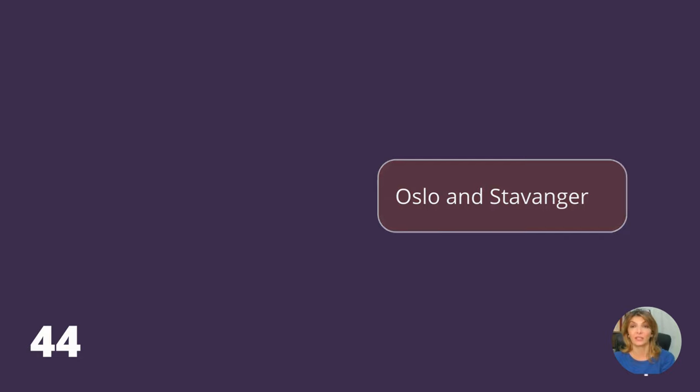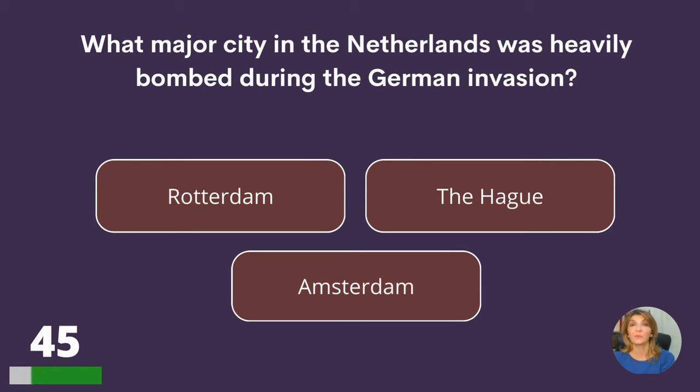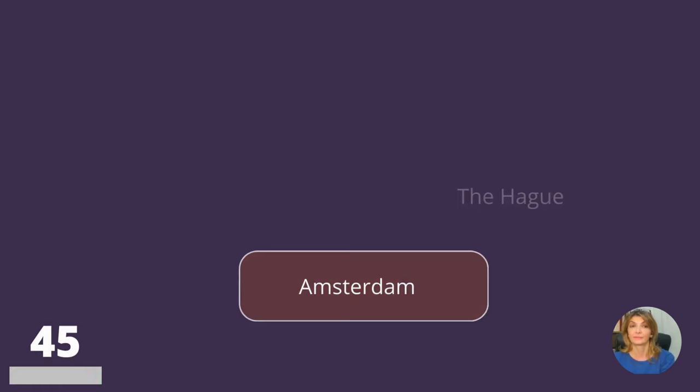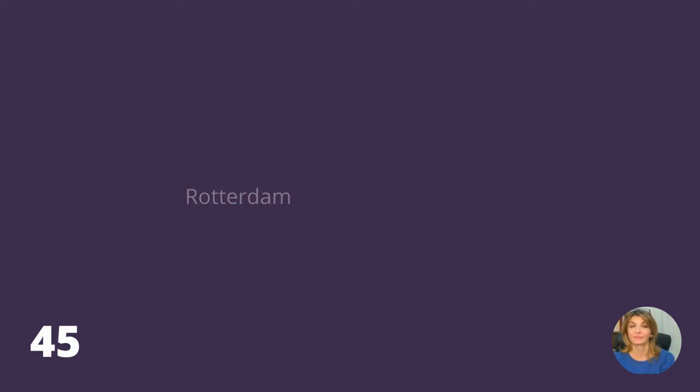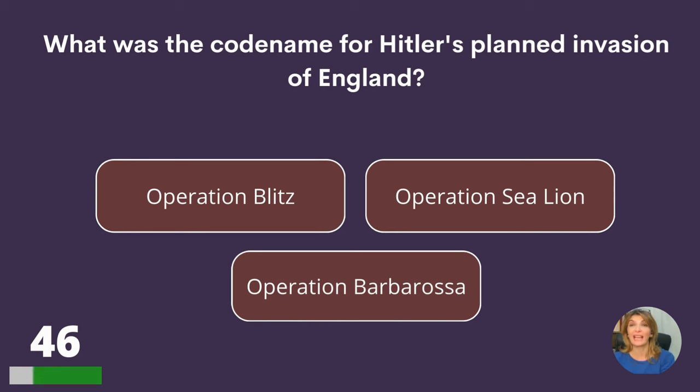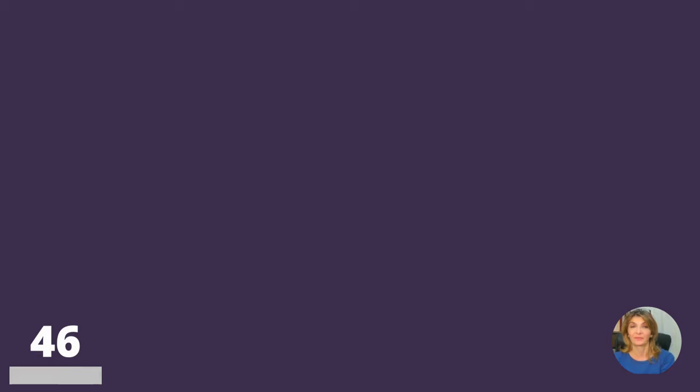What major city in the Netherlands was heavily bombed during the German invasion? Rotterdam, The Hague, or Amsterdam? Rotterdam. What was the code name for Hitler's planned invasion of England? Operation Blitz, Operation Sea Lion, or Operation Barbarossa? Operation Sea Lion.